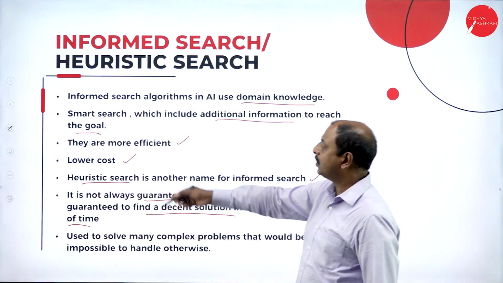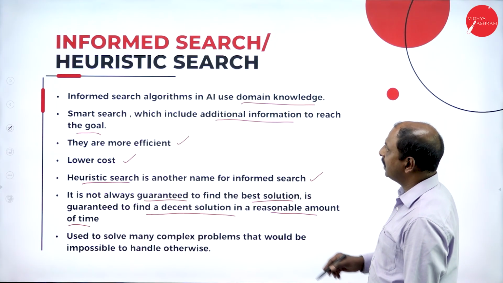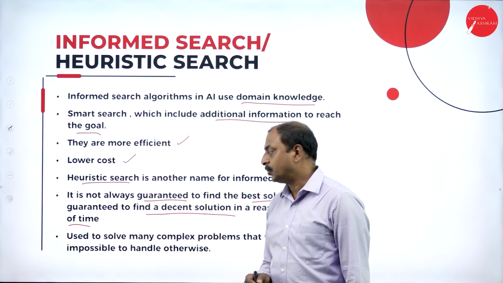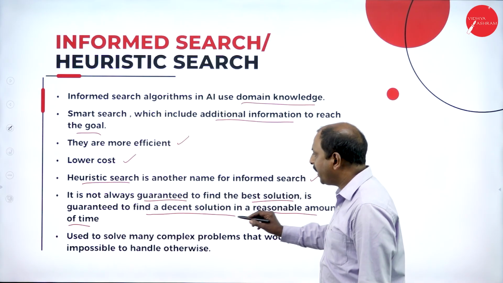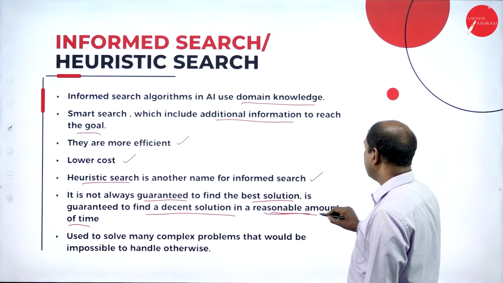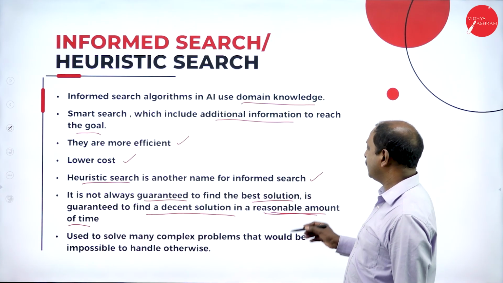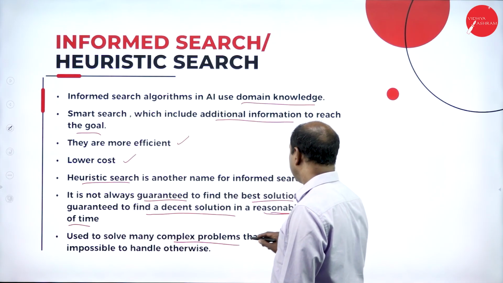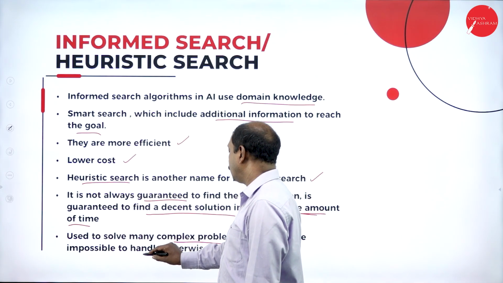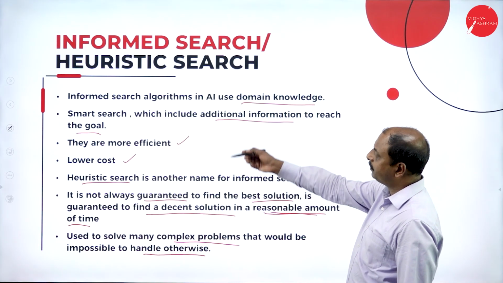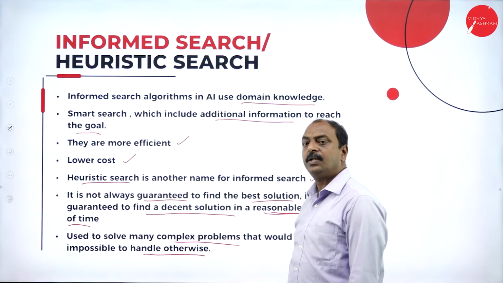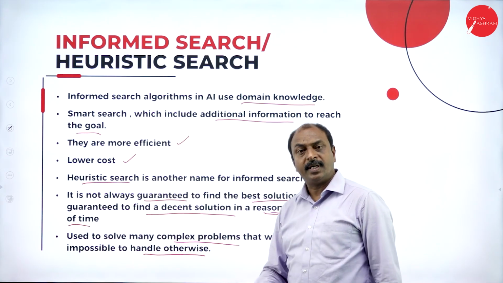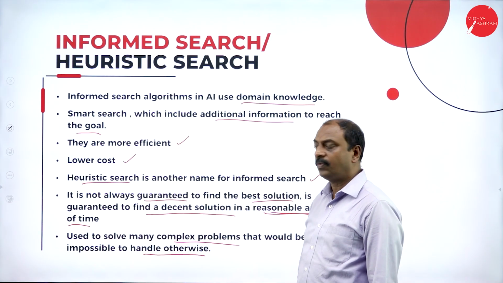That is what we are talking about as time complexity. So this informed search algorithm may not guarantee the best solution, but it is going to provide a solution within the time limit or within a reasonable amount of time. It is used to solve many complex problems that would be impossible to handle otherwise. It means it is possible to use the same algorithm for different applications, including those which cannot be done using other types of algorithms.